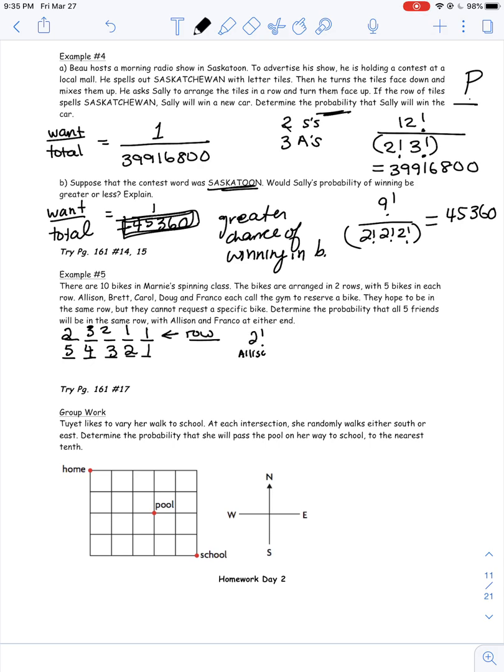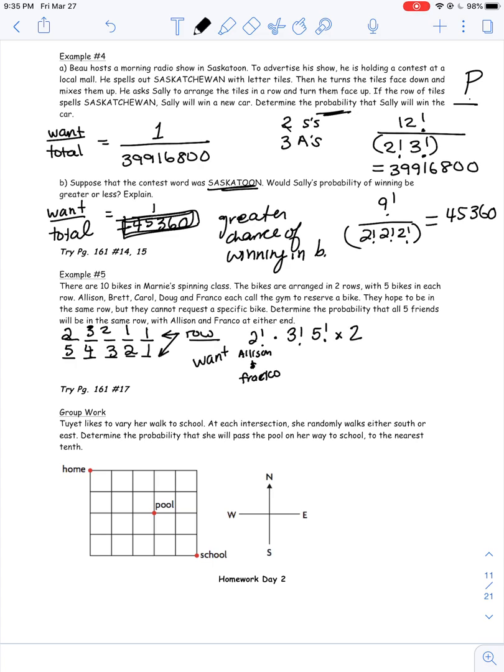Okay, so what we're doing is we're writing 2 factorial, which represents Allison and Franco. This is our want that we're creating right now. Multiplied by, there's 3 other friends, Brett, Carol, and Doug, that have to be placed. Now, then there's the 5 other people that are strangers to them that have to be seated in the other row that have to also be rearranged.